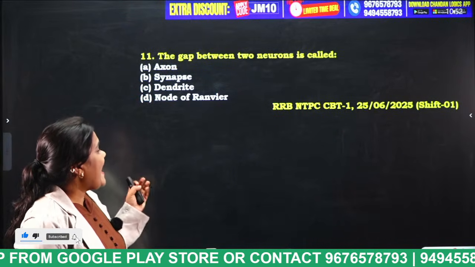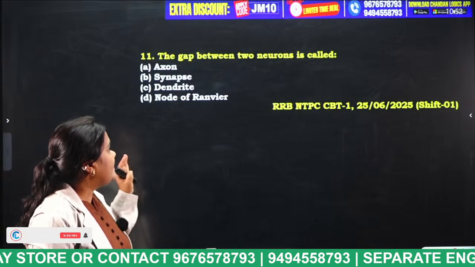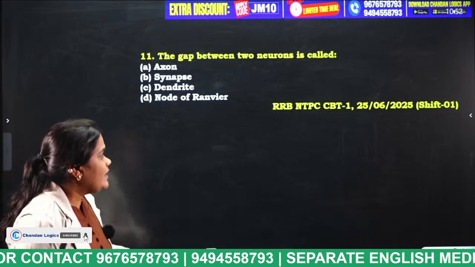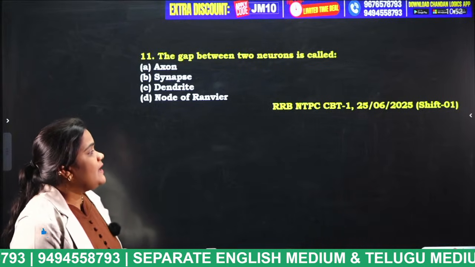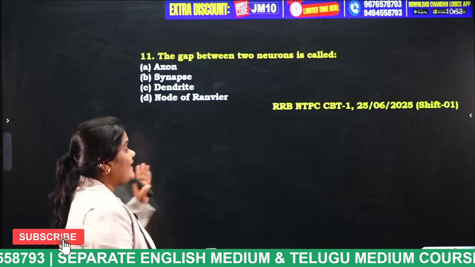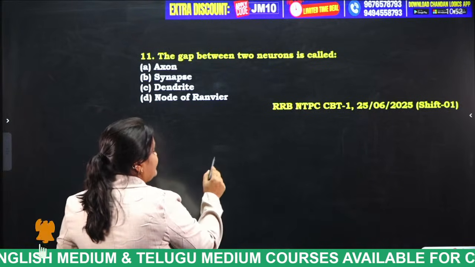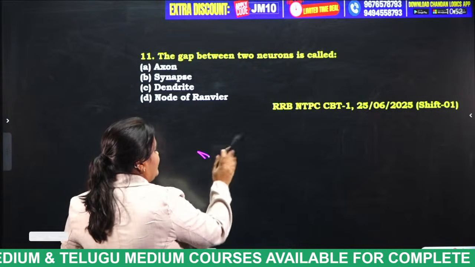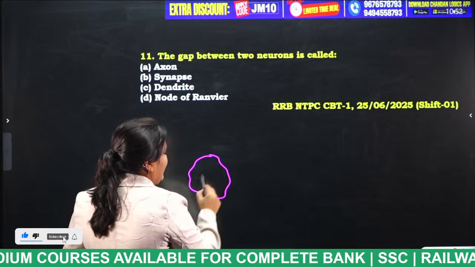Next question. The gap between two neurons is called axon, synapse, dendrite, node of Ranvier. This question has been asked in June 25, 2025 RRB NTPC CBT1. Very important question, students. So what do you mean by neuron? Actually, it is a nerve cell. How will the nerve cell be? I will draw a diagram. Just imagine it is like a nerve cell.